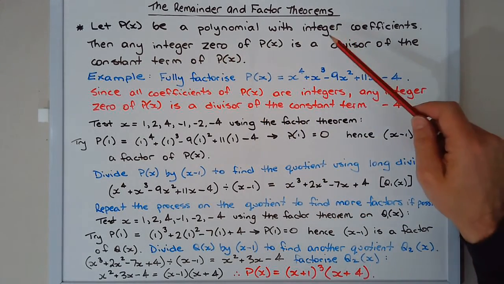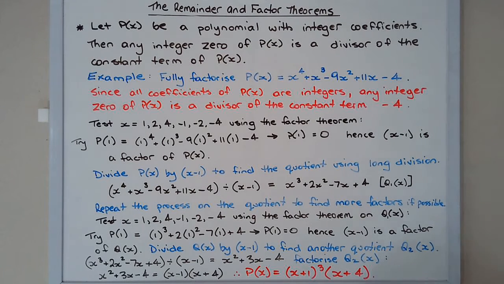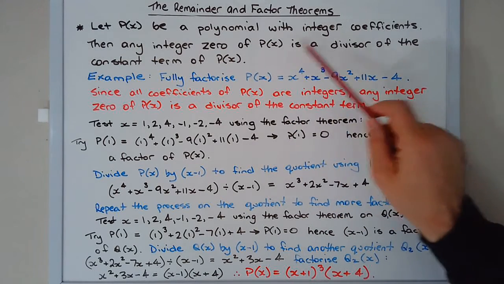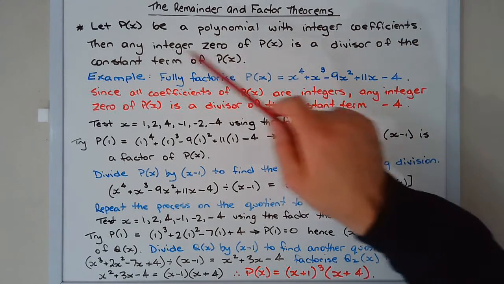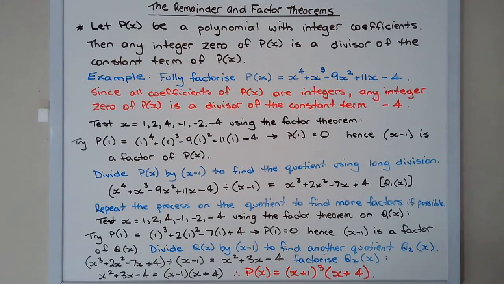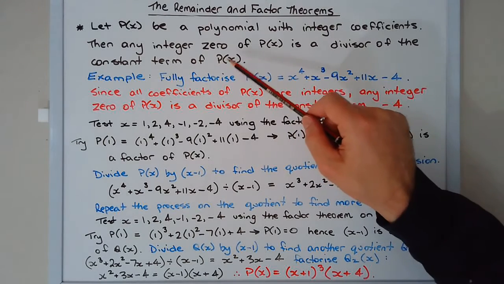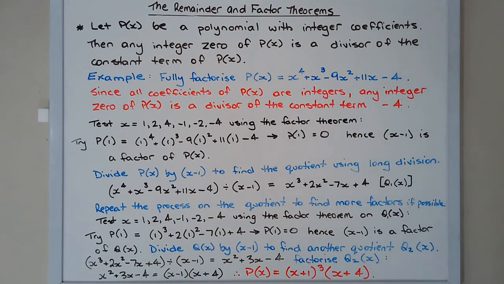In saying that, if a polynomial has integer coefficients, that does not necessarily imply the existence of integer zeros or any zeros at all. What this is saying is that if the polynomial has integer coefficients and it has an integer zero, or more than one integer zero, then that zero will be a divisor of the constant term of P of x. And this will be of help when factorizing polynomial expressions.